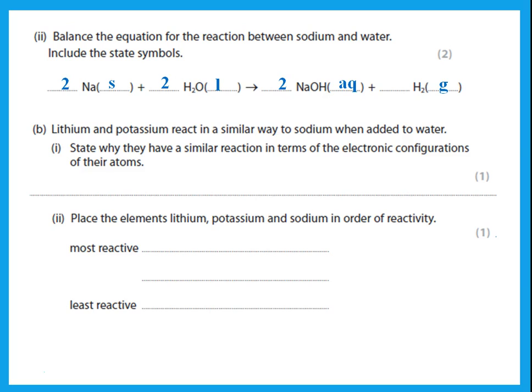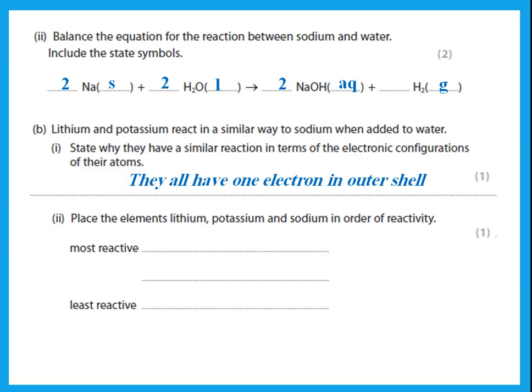Lithium and potassium react in a similar way to sodium when added to water. State why they have a similar reaction in terms of electronic configurations of their atoms. So, what is common between lithium, potassium, and sodium that makes them react in a similar way? In terms of electronic configuration. Electronic configuration means in terms of the arrangement of the electrons. So, the fact that all of them have one electron in the outer shell because they are all in group 1, so they all react in the same way.